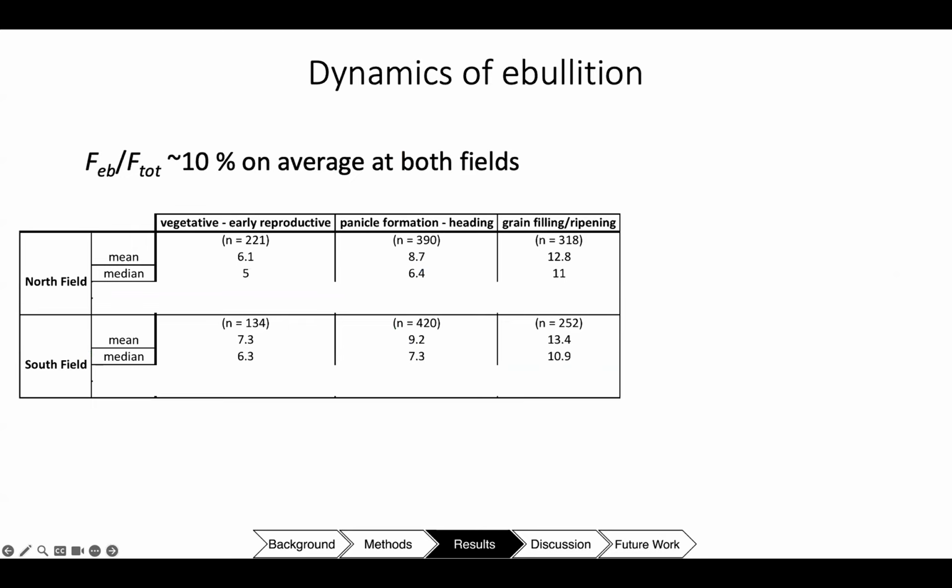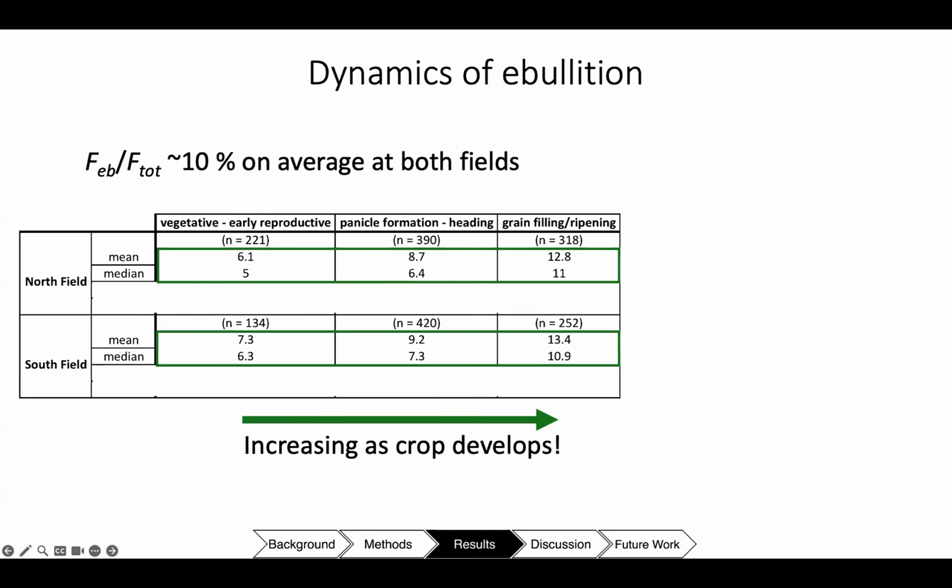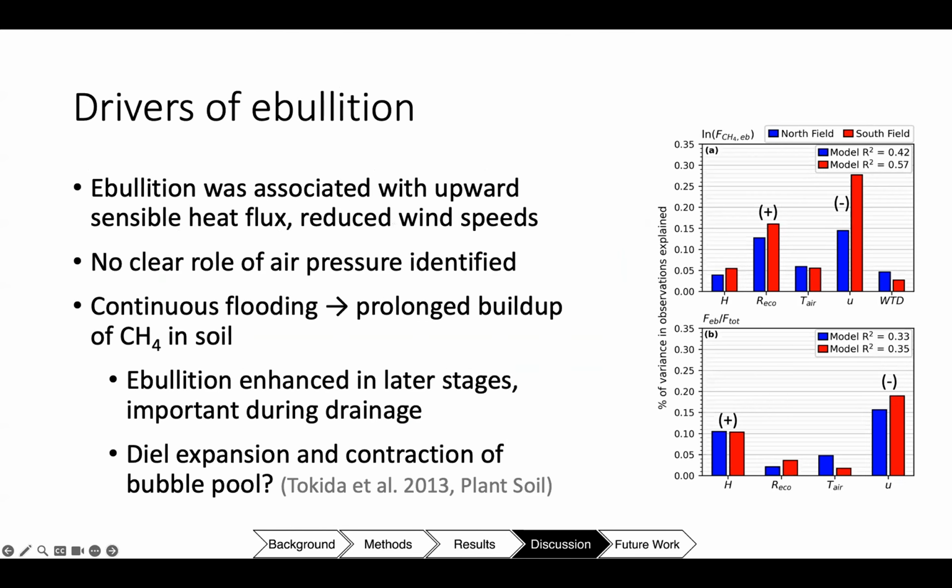And long story short, we did that for the 2 different fields over the course of the summer where the fields are flooded, and we could show that the methane ebullition proportion out of the total was about 10% on average, but it really marched up through the season, from maybe 6, 7% early in the season, 7, 8, 9% in the middle, and then 10 to 13% at the end of the season. So we showed an increase in the ebullitive proportion of the methane emissions.